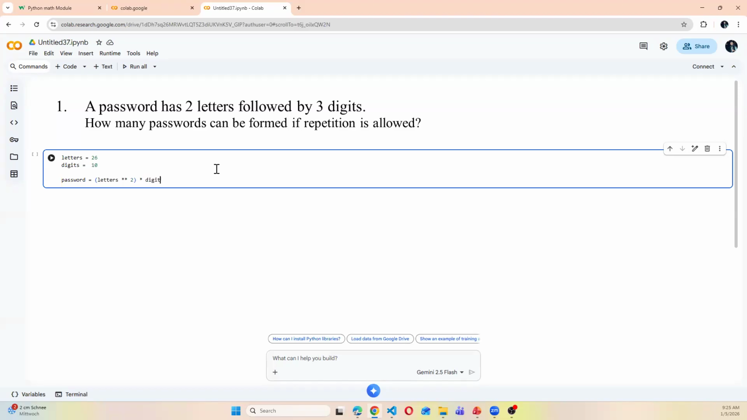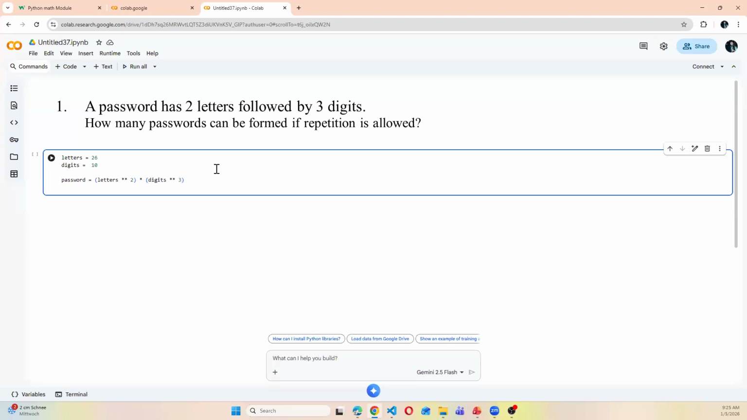It's raised to the power 3, and if I keep it in brackets, it's the same. Do you have any questions so far, guys? Sir, it's digits. You forgot to put the S. Yes, but otherwise it would give you an error.